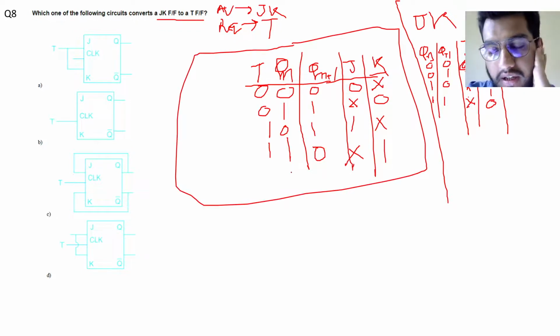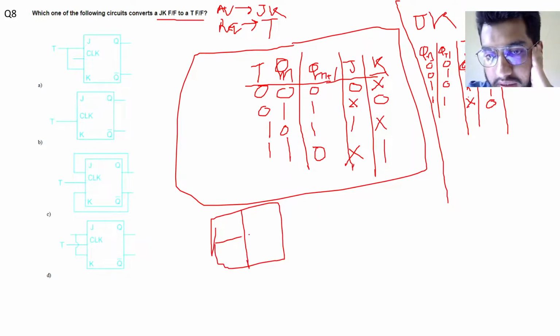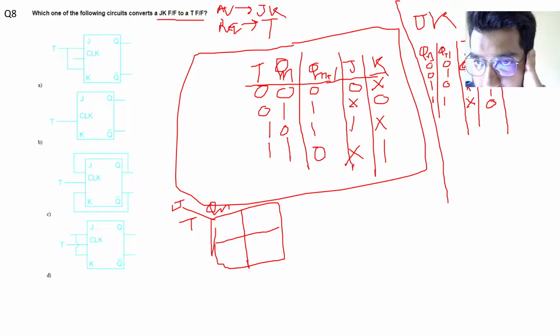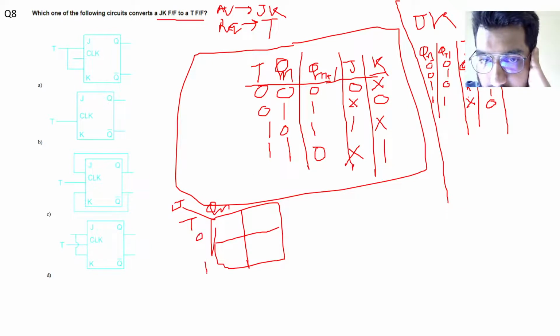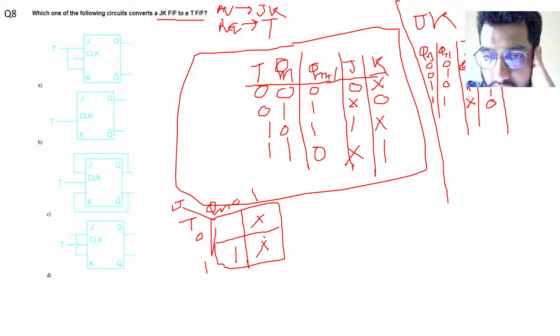Now we have to write the boolean expression. So we'll just write like this. Here we will write T and here we will write Qn, and this is my J. So J is 1 when input is equal to 1 0 0 1 0 1. So J is 1 when input is equal to 1 0, so it is 1 here, and we have 3 don't cares: 1 1 and 0 1. So just make up here. So J equal to T.